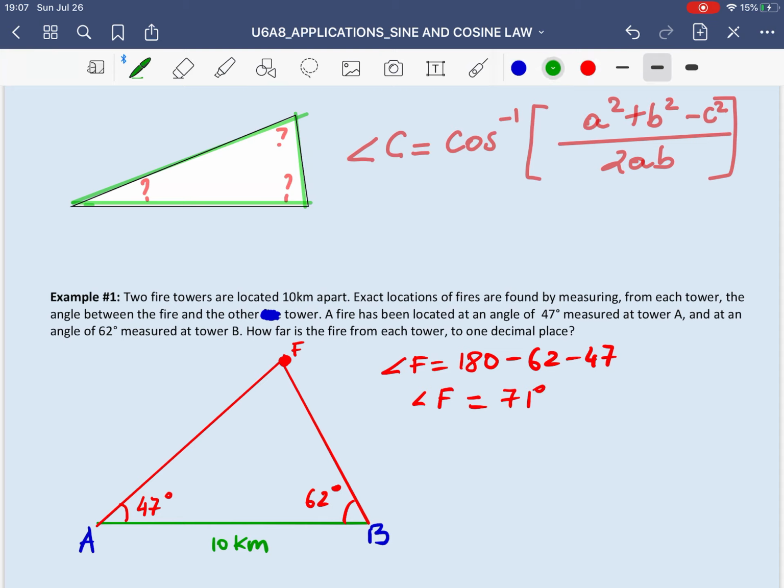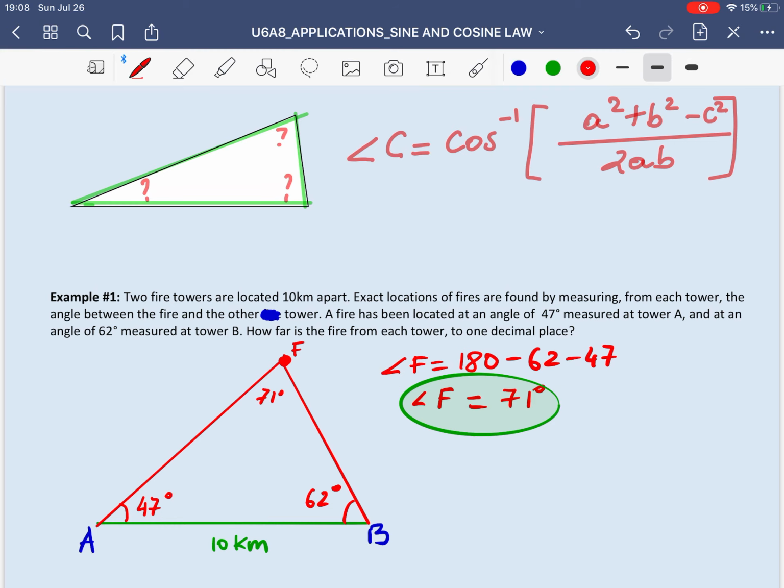Whenever I find new information, I like to circle it, because in this way I can relocate it when I need it in my next steps. I also want to write it here on the diagram, because when it's on the diagram I can make the connections between the information given and my diagram more easily.